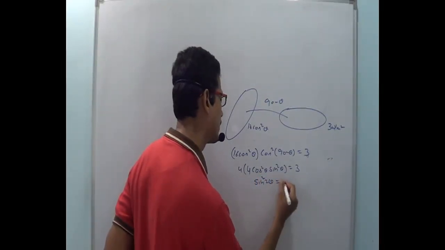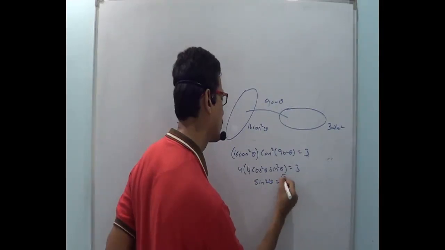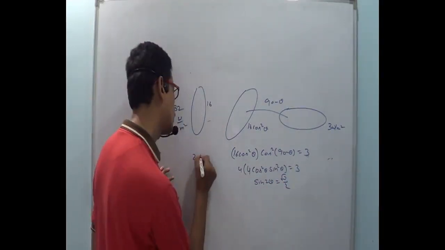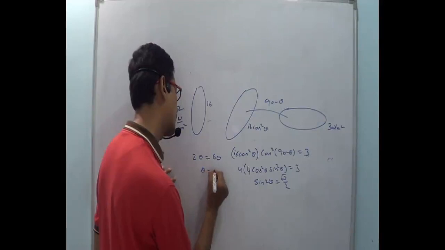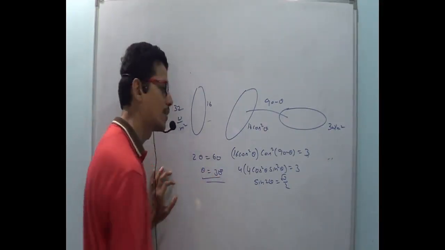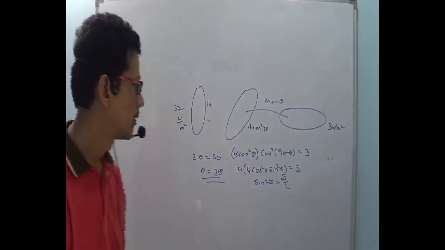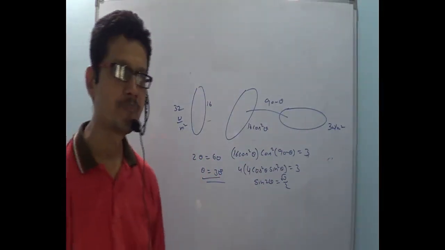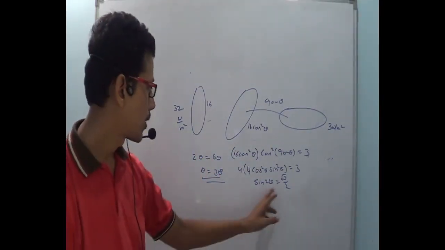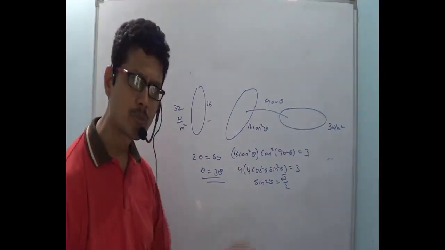Okay. Sin 2 theta is root 3 by 2. 2 theta should be equal to 60 degrees. Theta should be equal to 30 degrees. That is the answer. Hope you do your best. This you understood, na? Sin 2 theta is root 3 by 2, so 60 degrees.